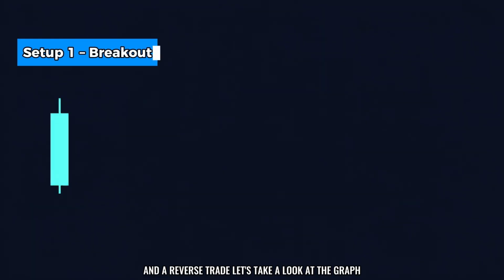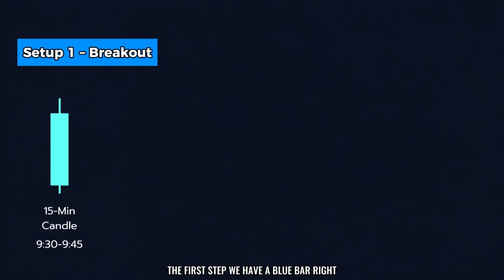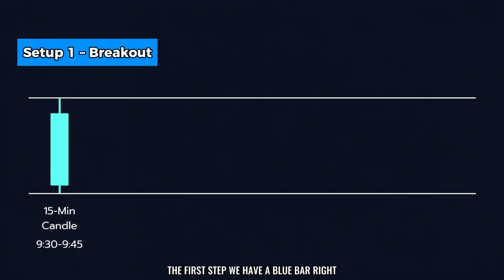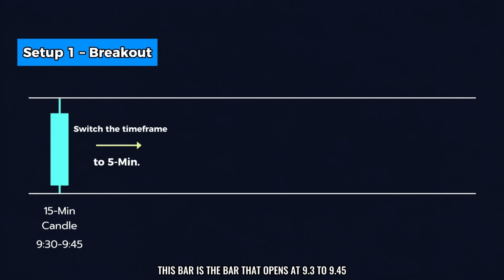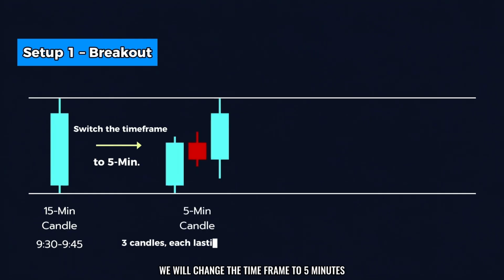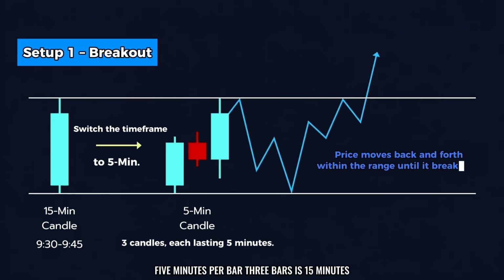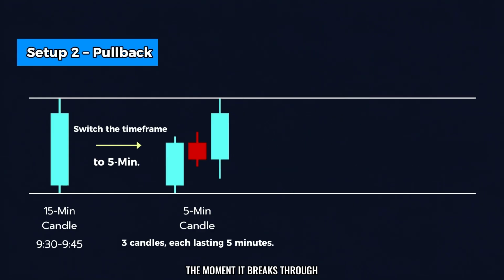Let's take a look at the graph. Entry and exit, the first one, the breakout. The first step, we have a blue bar, right? This bar is the bar that opens at 9:30 to 9:45. We will get a range. After that, we will change the time frame to 5 minutes. After changing, bar 1 becomes 3 bars, 5 minutes per bar, 3 bars is 15 minutes. And we will wait for the price to bounce back and forth until it breaks through the range. The moment it breaks through, we will find the moment to enter the trade.